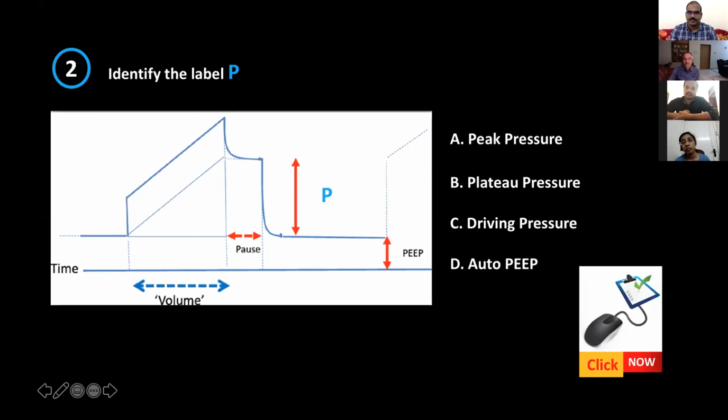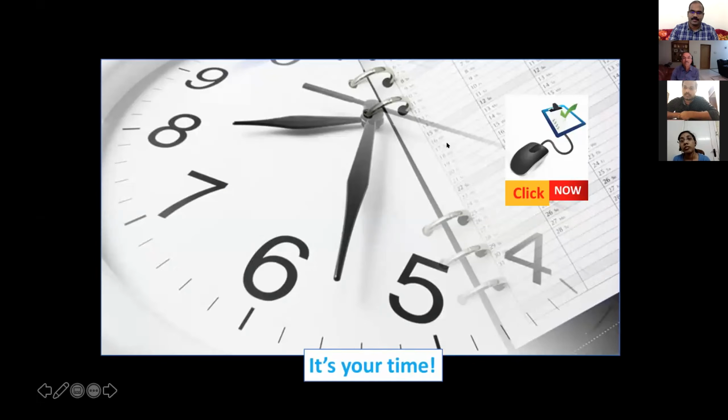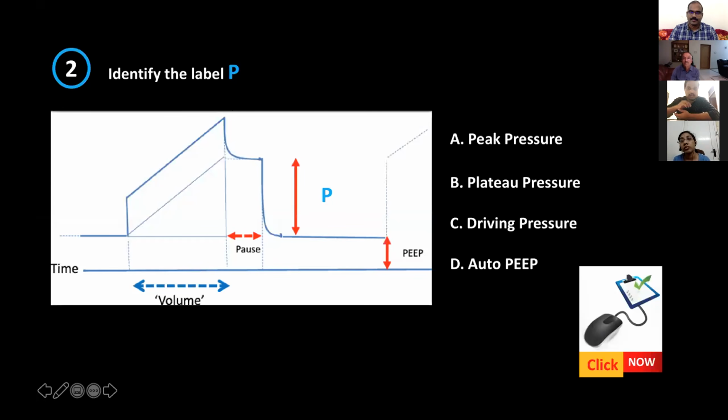This is a pressure versus time scalar for a volume control or assisted volume control mode. In the pressure graph there is a baseline pressure that is always there, that is the PEEP. When the machine is delivering the volume, the pressure goes up and reaches a peak, that is the peak inspiratory pressure. At that point, if we apply an inspiratory pause for 1 to 2 seconds, we will get the plateau pressure.